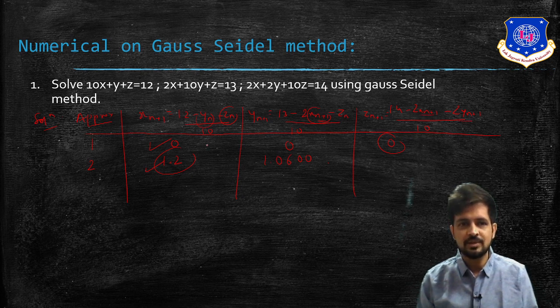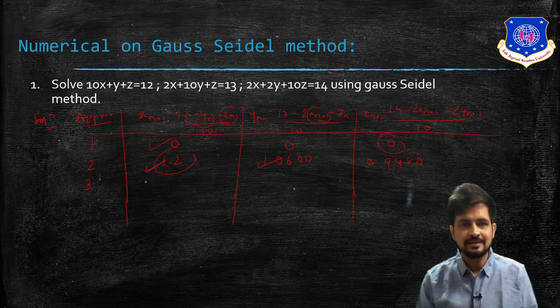Similarly for z, what do we have to do? We have to use xn plus 1. Xn plus 1 means we have to use the latest values, the latest values of x and y. So what will be the answer? My answer will be 0.9480. You have to repeat these steps until you get two consecutive values the same.